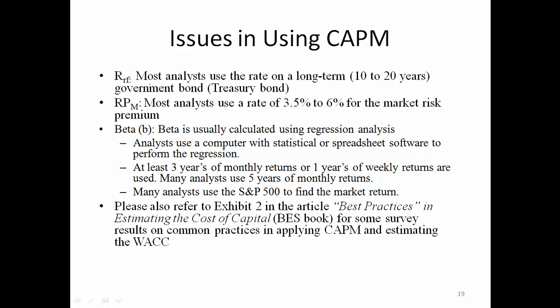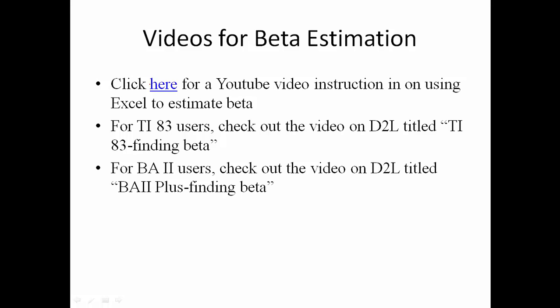And for the market return, many analysts use the return of the S&P 500 as the market return. You can refer to Exhibit 2 in the article Best Practices in Estimating the Cost of Capital for some survey results on common practices in applying the CAPM model and estimating the WACC. You can click here for a YouTube video instruction on using Excel to estimate beta for a stock.